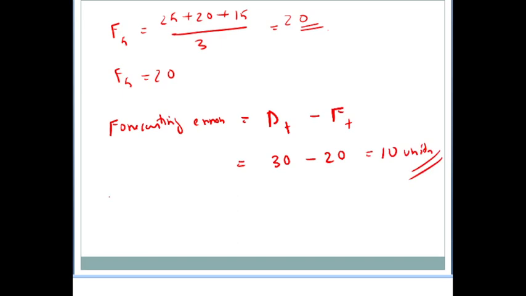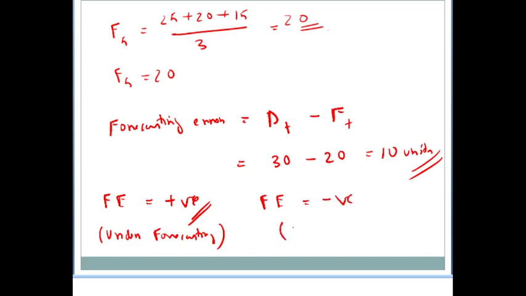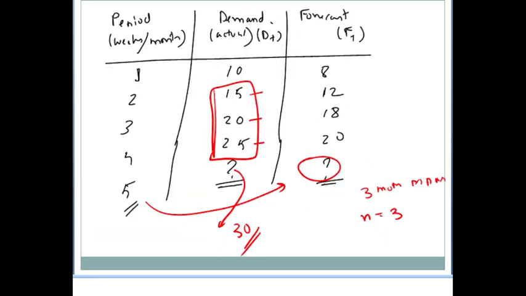Now if the forecasting error is positive, then it means that we have done under forecasting. If the forecasting error is negative, then we have done over forecasting. Okay, this is it. So this is the formula.